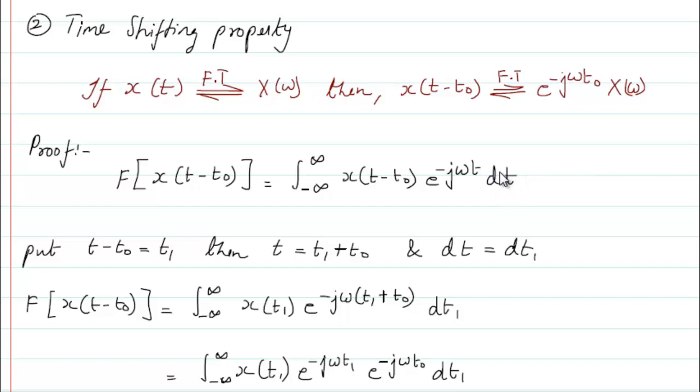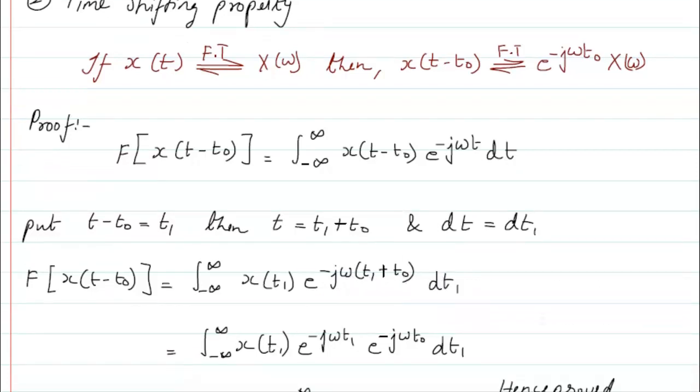So instead of dt I can write dt1. Instead of this t I can write t1 plus t naught. And for this t minus t naught I can write t1. And that is exactly what we have done. This we have written as x of t1 into e raised to power minus j omega t1 plus t naught. Instead of t I have written t1 plus t naught, and instead of dt I have written dt1.